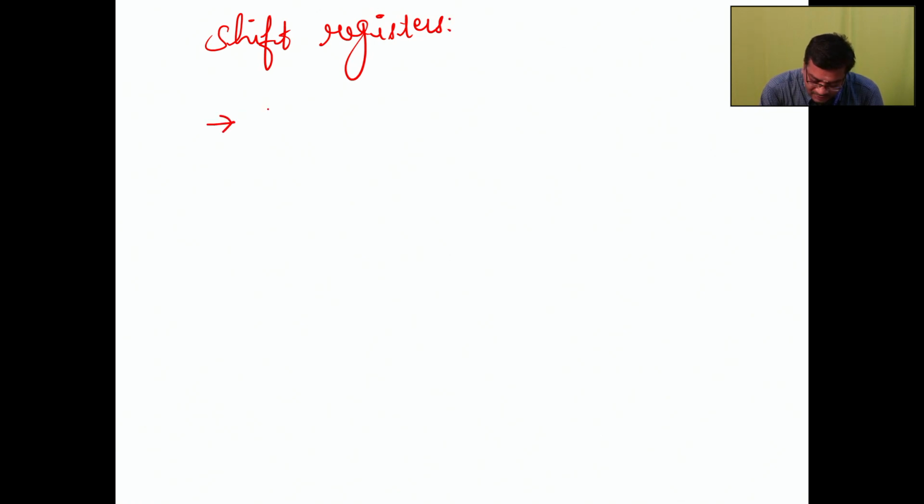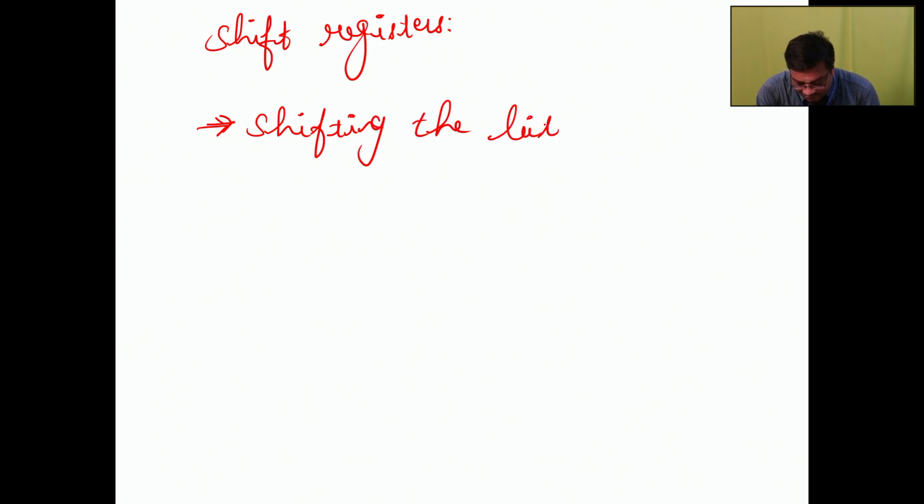And when you come to the next topic, shift registers, we have to calculate how many bits we are shifting. We have to know the shifting of the bits.